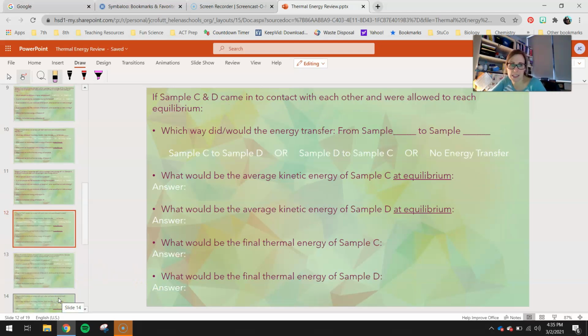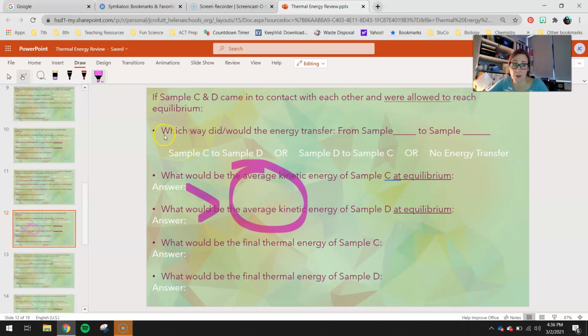All right, if sample C and D came into contact with each other and were allowed to reach equilibrium, so remember, at equilibrium, they should have the exact same kinetic energy for each of the molecules. So you should have the same answer here. But are we going to transfer from C to D, D to C, or no energy transfer at all? Remember, we're moving our energy from the higher energy to the cooler or the lower energy.